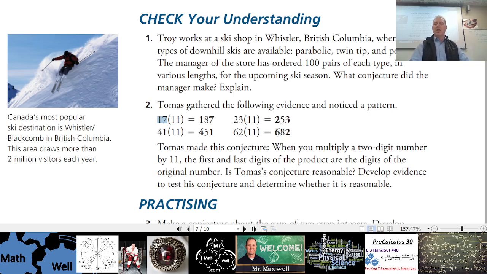Is Thomas's conjecture reasonable? Develop evidence to test this conjecture. When you develop evidence to test, you're basically doing examples and seeing if they work with the conjecture, or if they don't work. So that's what you're doing. When you multiply a 2-digit number by 11, the first and last digits are the digits of that number. So did you guys find some more examples that checked off with this? Did you find any examples that did not work?